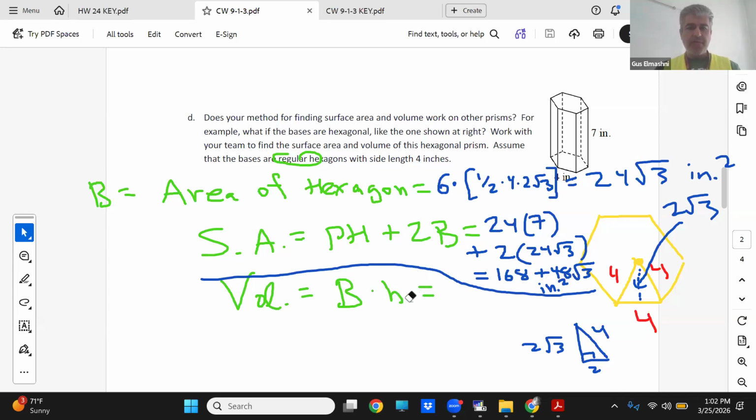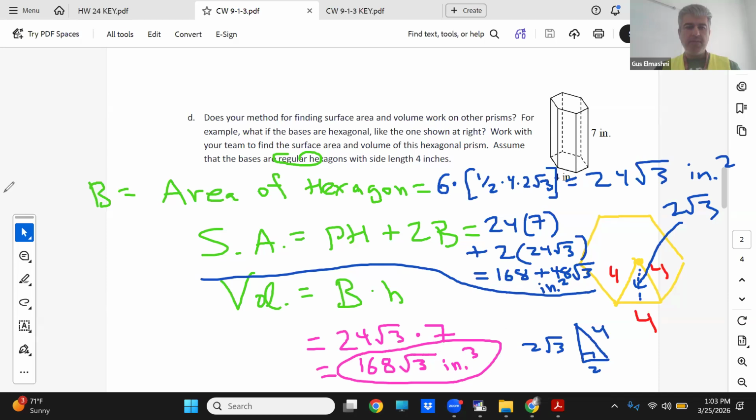And then for the volume, the area of the base, of course, that's 24 root 3 times the height, which is 7. The 7 multiplies what number? The 24. Good, because the radical, believe it or not, is actually an exponent. You would not want to multiply anything to that 3 unless you have the same radical next to it. So it's 168 root 3 cubic inches. So we got that.